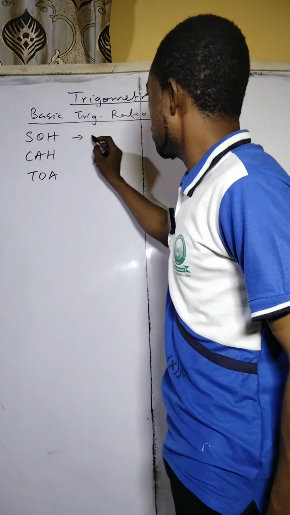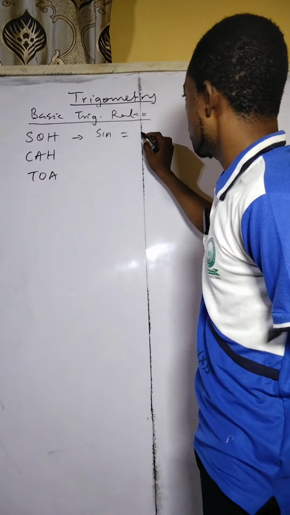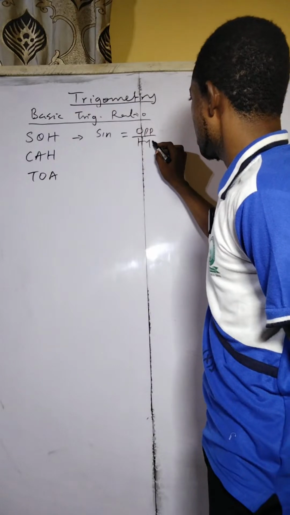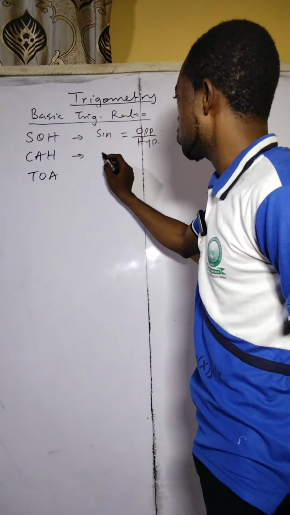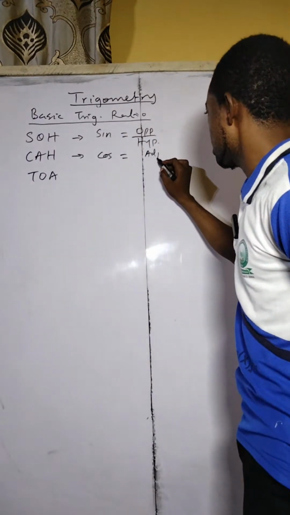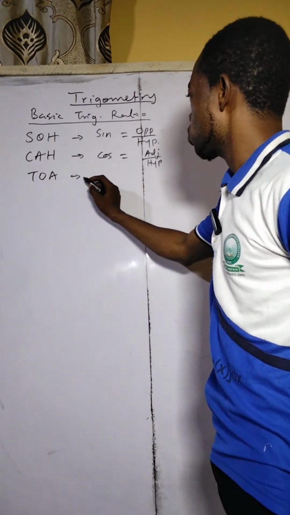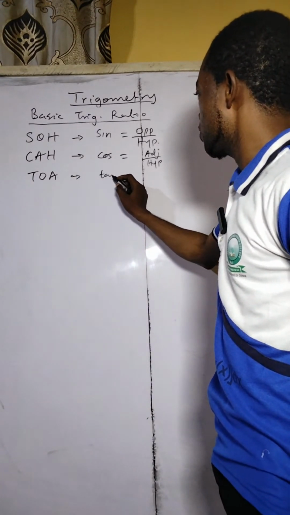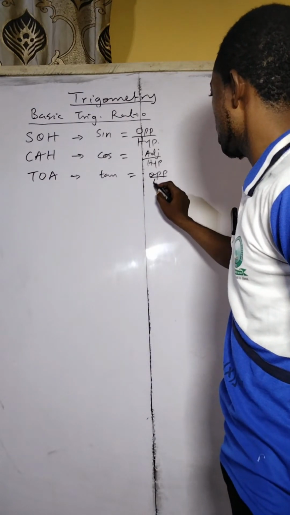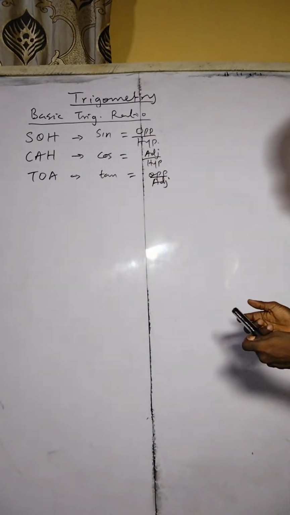Here it means that we have sine of the angle equals opposite over hypotenuse. And here, CAH means we have cos, which is cosine, equals adjacent over hypotenuse. And here we have TOA, which indicates we have tan, tangent, equals opposite over adjacent. Now, this is applicable to a right angle triangle.